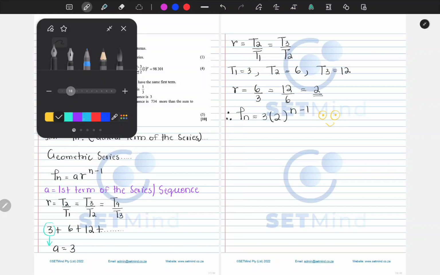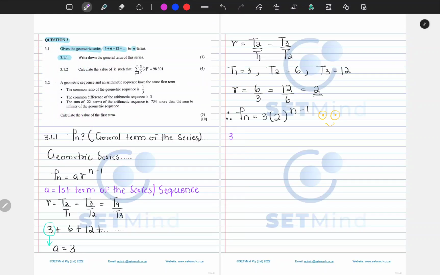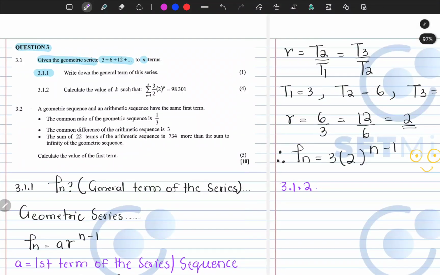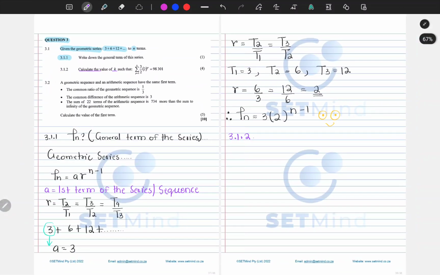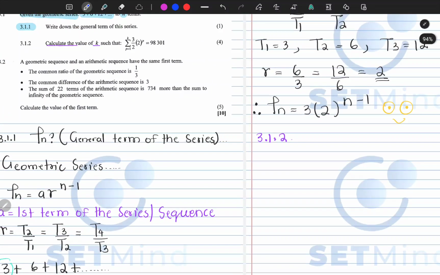Now let's have a look at the next question, which is question 3.1.2. So if you look at the question, they say calculate the value of k such that that series there, so remember that the sign there stands for summation. So essentially we are summing. So essentially what we have there is a series. So we need to solve for the value of k. And what is the value of k?